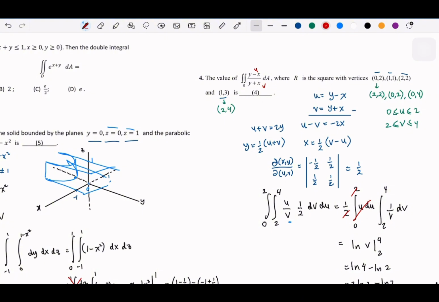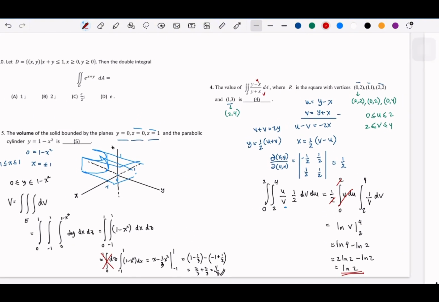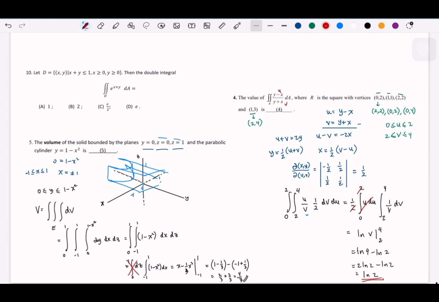Okay, maybe last part. Okay, last part. So Jacobian, volume, the double integral surface area.